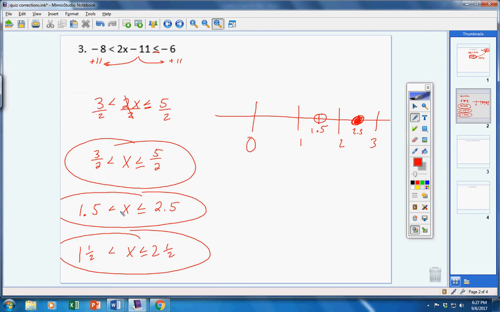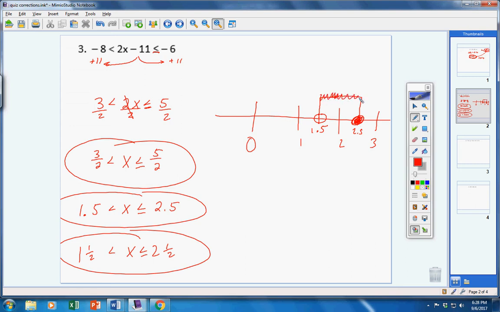Now, always read your inequality, Andy, from the x. Let me say that again. Always read your inequalities from the x. You don't say 1.5 is less than x. You start with x and you say x is greater than 1.5 and it's less than 2.5. So x is greater than 1.5, so we're going this way. And x is less than 2.5, so we're going this way. So there's your graph right there.